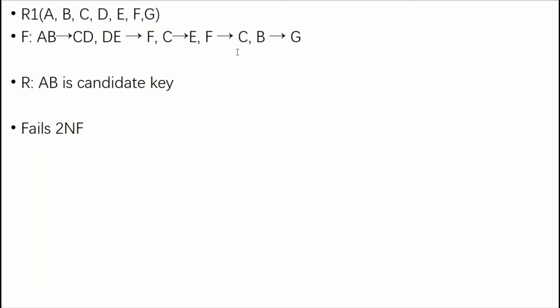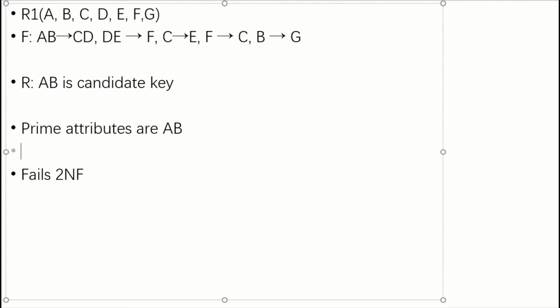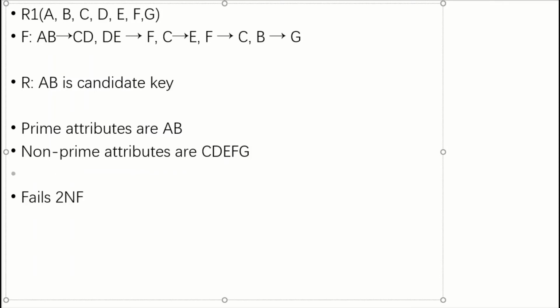And let's see. So I find that the prime attributes are A, B, and the non-prime attributes are C, D, E, F, G. And so you find that the non-prime attribute G is dependent on part of the candidate key, B, and so this will fail the second normal form.